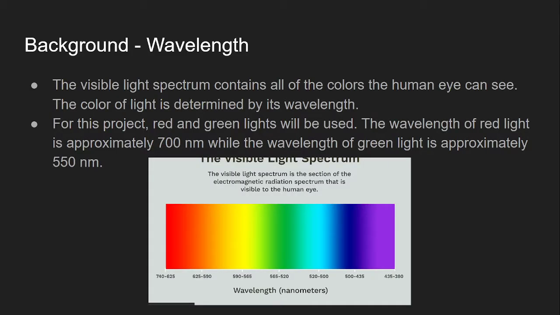Before we get into our project, you need a little background on wavelength and diffraction. Wavelength is most easily explained in relation to the visible spectrum of light. There are many different wavelengths, and each one corresponds to a different color of light. For this project, we used red and green, which will have wavelengths of 700 and 550 nm respectively.